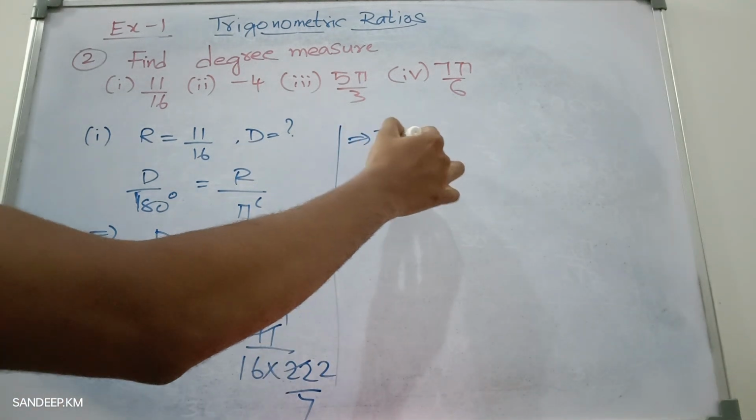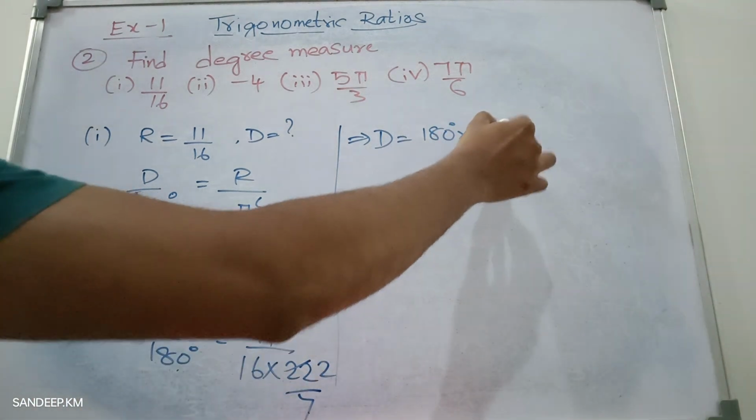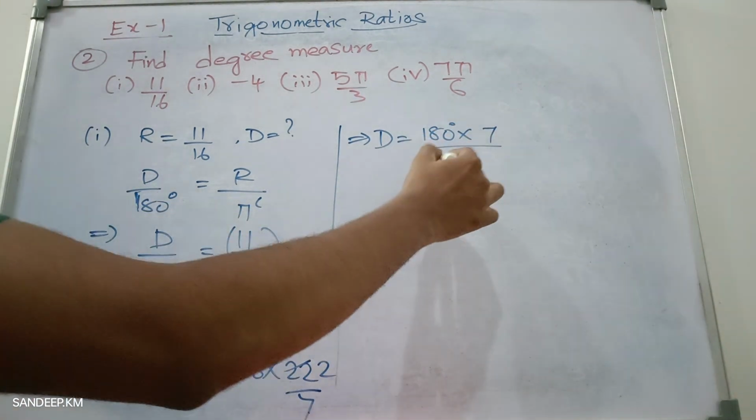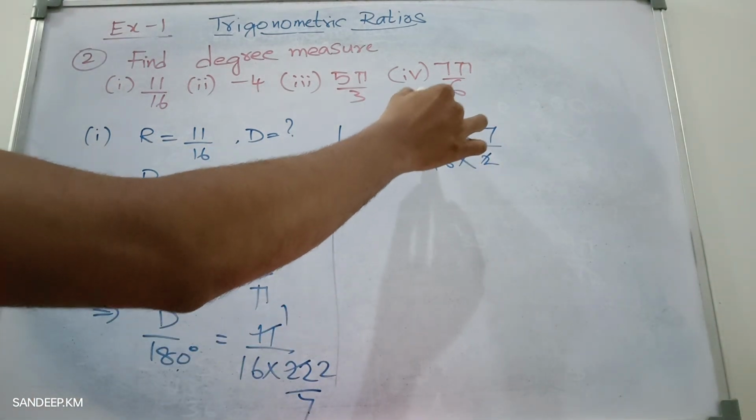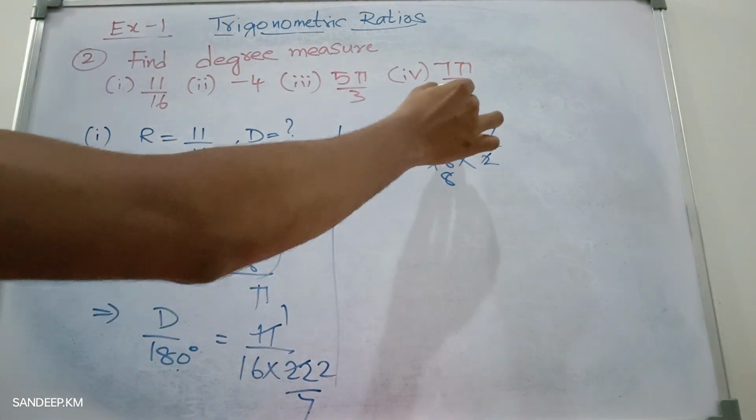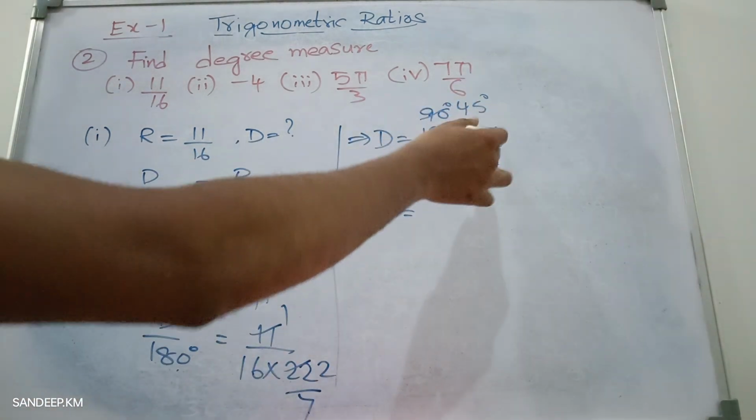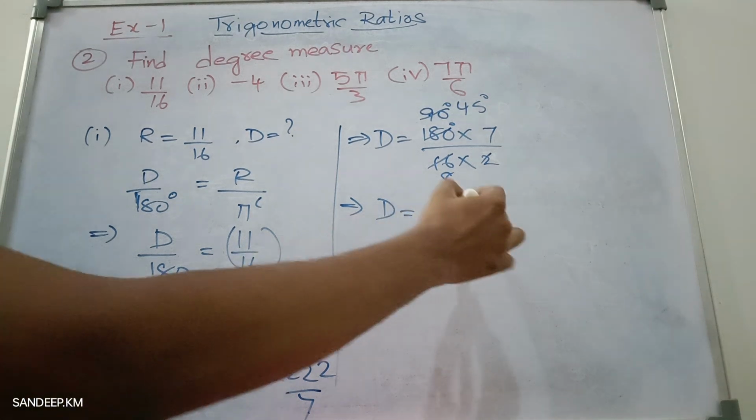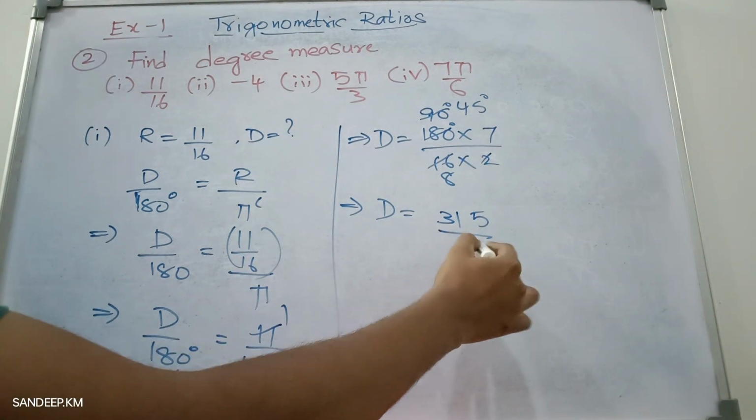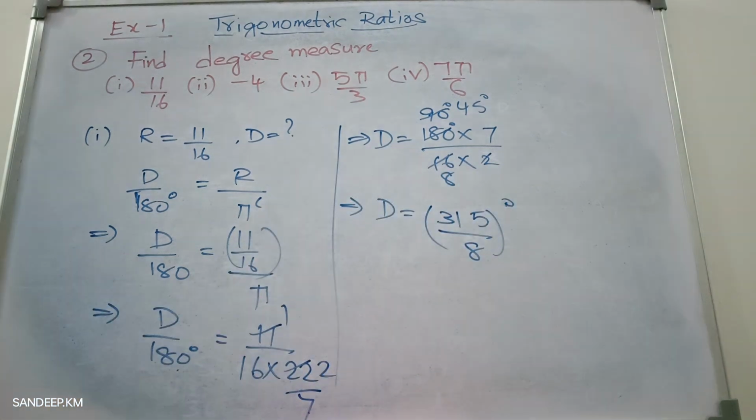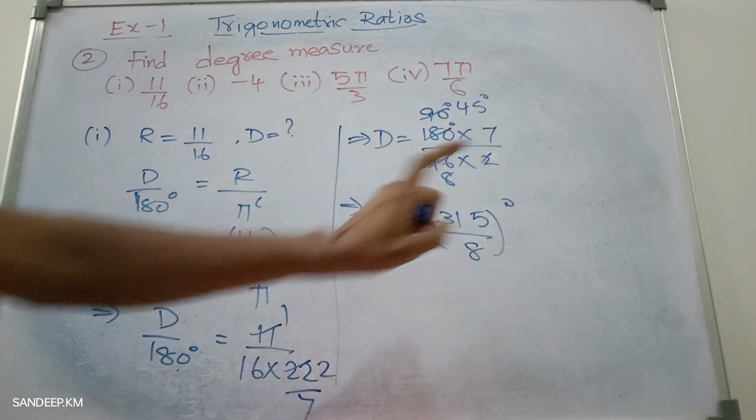So you will get degrees is equal to 180 degrees into this by 7 will go to the numerator, and in denominator we will have 16 into 2. Okay, so 2 ones are 2, 2 90s are 180, and 2 8s are 16, 2 45s are 90. So we will get the angle in degrees as 45 sevens are. So what is 45 sevens are? 7 5s are 35, 7 4s are 28, 31. 315 by 8 degrees. So the angle 11 by 16 in radian measure is equal to 315 divided by 8 degrees.